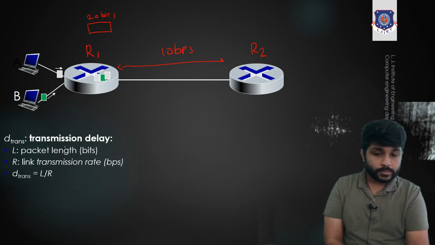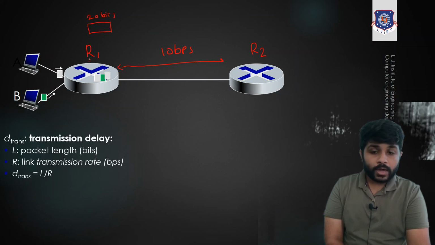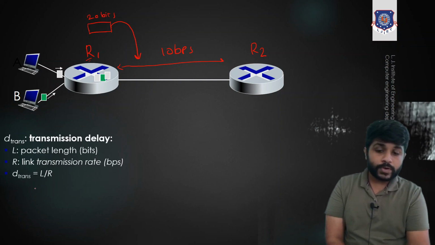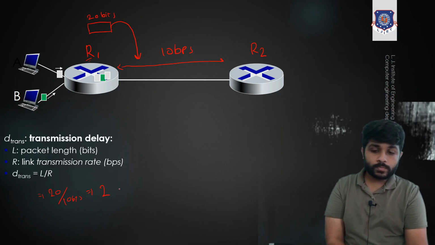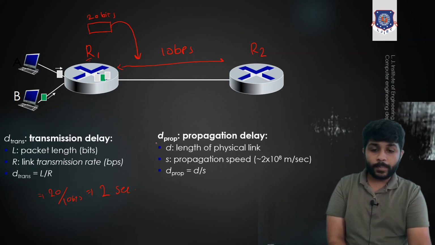Now what is the meaning of transmission delay? Transmission delay means the time required by the router R1 to put this packet onto the link. The equation of transmission delay is L by R. So what is the length of the packet? It is 20 bits. And what is the rate? It is 10 bits per second. So what will be the answer? 2 seconds.